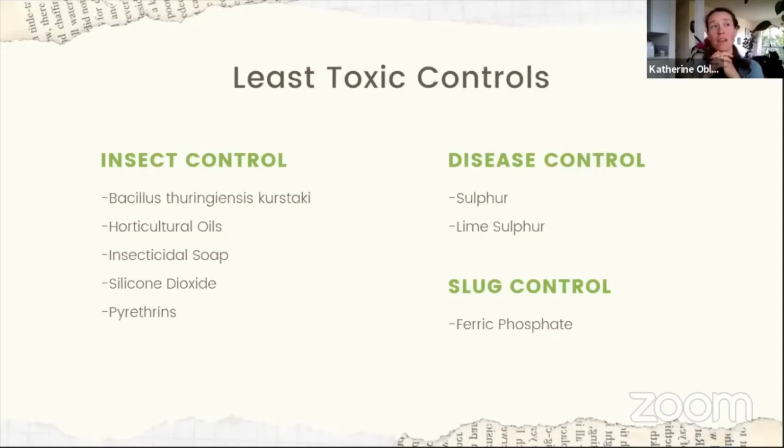For slug control, you can just pick them, but if not, ferric phosphate is a food grade form of iron, and it inhibits the slug's ability to produce slime, so it dries out. But it is a very effective control if you're dealing with a lot of slugs. So these are all commercially available. Often you'll find them under like the Safers brand, or Green Earth, which are both good companies that offer low toxic pest controls.